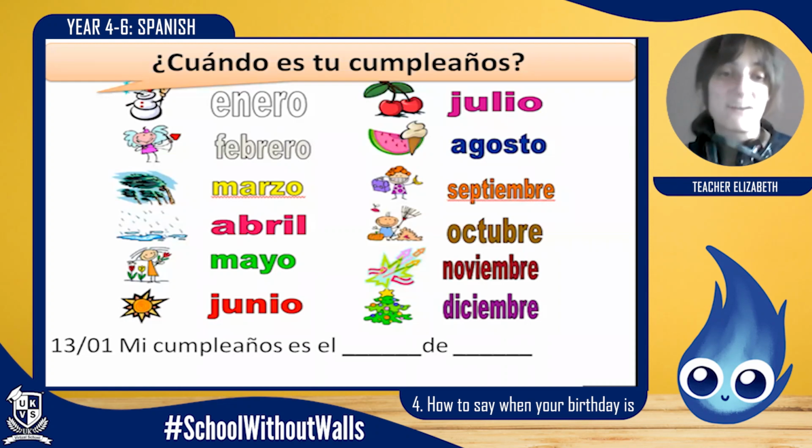Ahora, vamos a ver. We're going to practice. I'm going to give you a random date and I want you to pause and think about when that person's birthday is. So before we do that, please make sure that you have copied ¿Cuándo es tu cumpleaños? If you haven't done so, that was the title of the lesson. When is your birthday? And now we're learning how to respond to that.